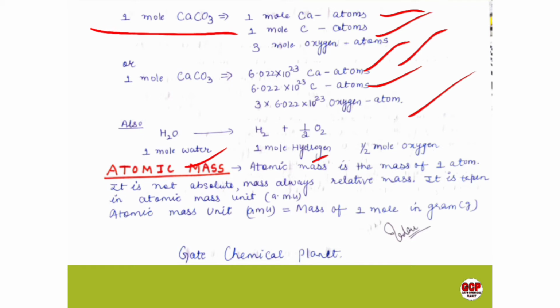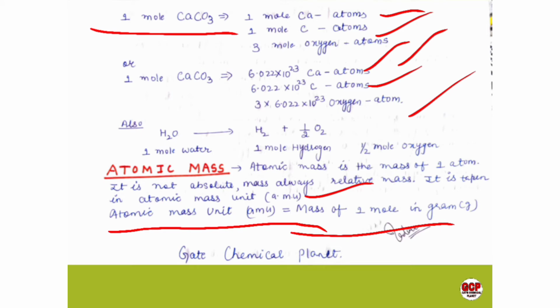So, now we will discuss the atomic mass. Atomic mass is the mass of one atom. It is not absolute mass. Atomic mass is always relative mass, and it is taken in atomic mass unit. Atomic mass unit is equal to mass of 1 mole in grams.